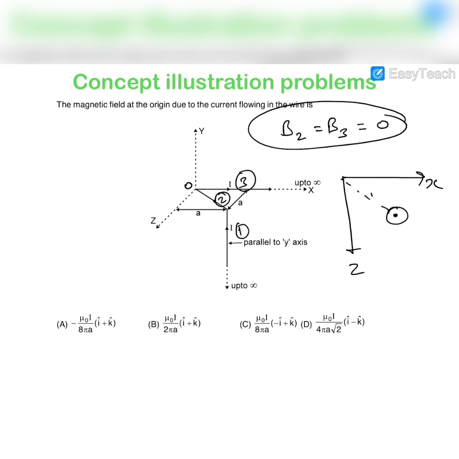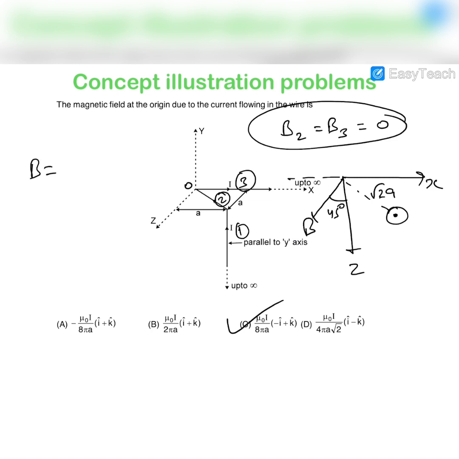This distance will be equal to root 2a, and you can see that this wire is coming from infinity, but it is terminated in this plane, which means that one angle is 0 and one angle is 90. We have discussed this fact many times, so I do not need to repeat it again and again. So B net will be like that, and B net will be in the minus x direction and plus z direction. So obviously we can say that the answer would be C, but let us also calculate the value of B.